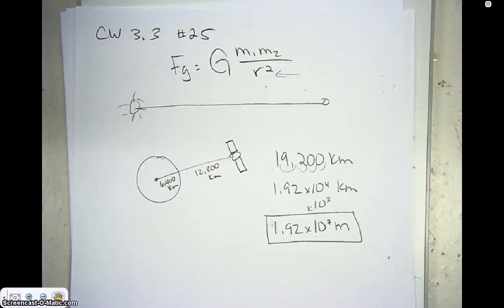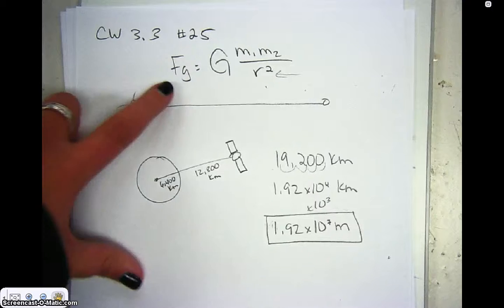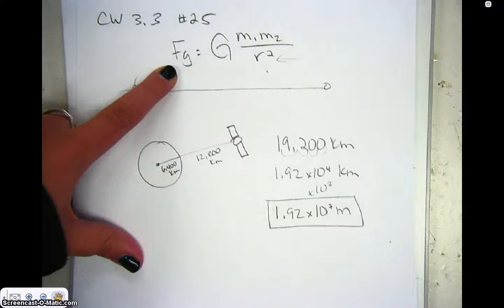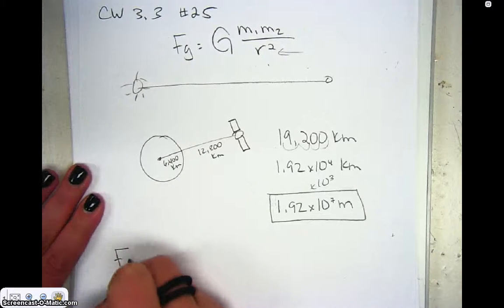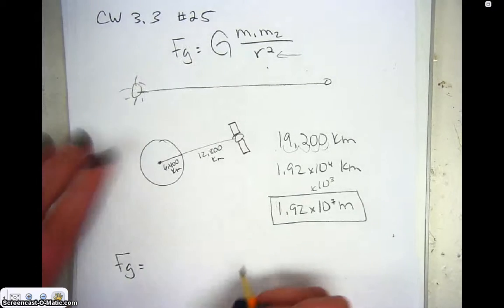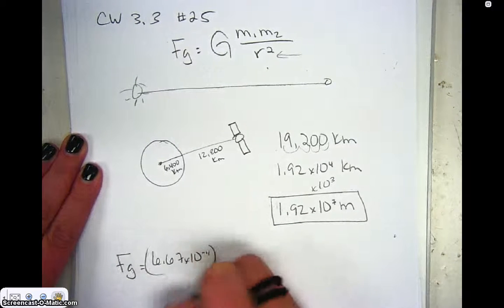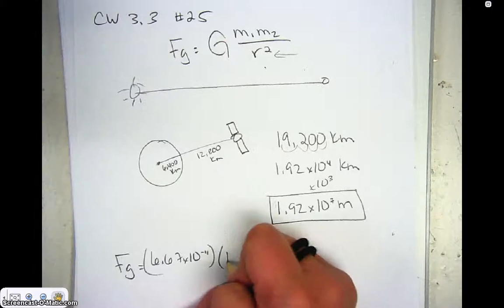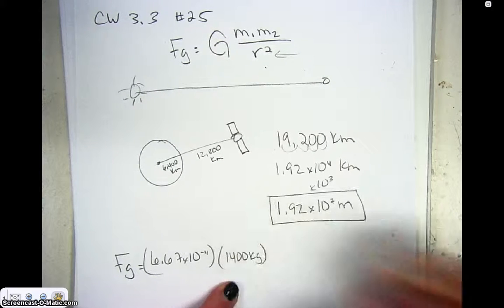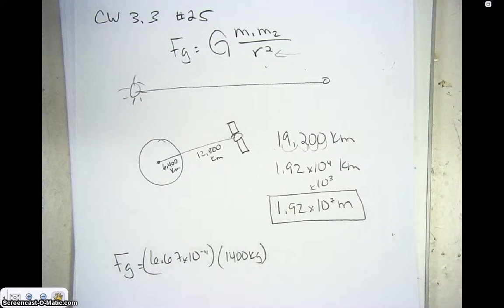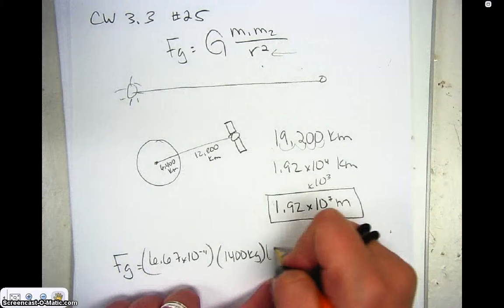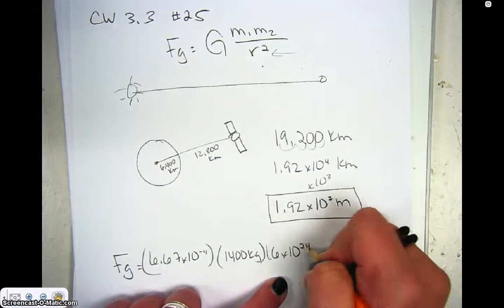Now, it gives us the mass of the spaceship. It says the mass of the spaceship is 1,400 kilograms. And we want to know the force due to gravity. So we're trying to find this. So we have force due to gravity is equal to G, which is 6.67 times 10 to the negative 11th, times the mass of the spaceship, times the mass of the Earth, which is 6 times 10 to the 24th kilograms.